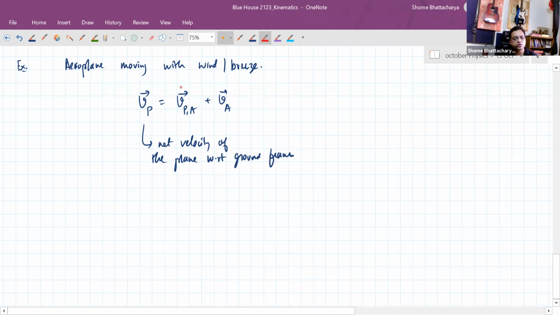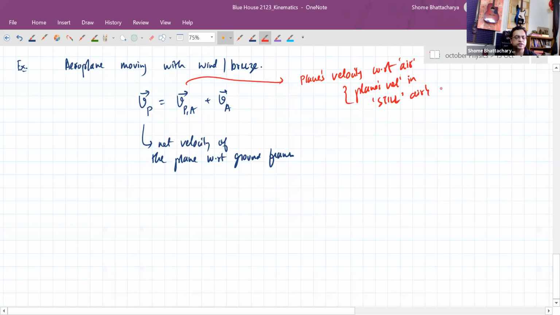And this quantity here becomes the plane's velocity with respect to air, or you can say the plane's velocity in still air, had there been no breeze or no wind, whereas this is the air velocity due to wind or breeze. Okay. So this concept.